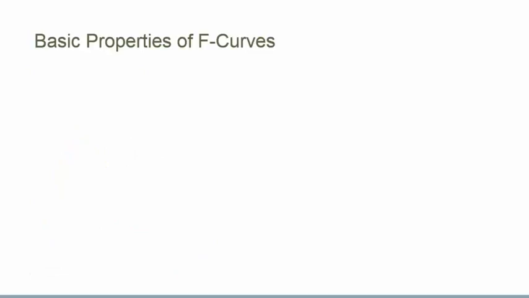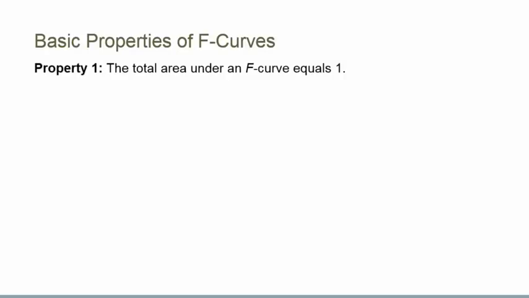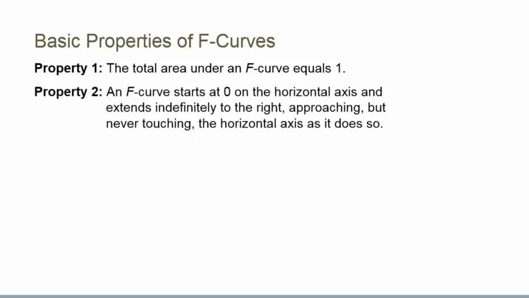F curves are right skewed, very similar to chi-squared curves. Basic properties of F curves. Property 1. The total area under an F curve equals 1. Property 2. An F curve starts at 0 on the horizontal axis and extends indefinitely to the right, approaching but never touching the horizontal axis as it does so. Property 3. An F curve is right skewed.